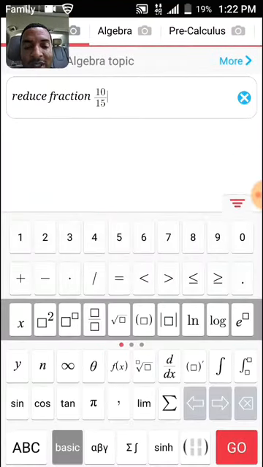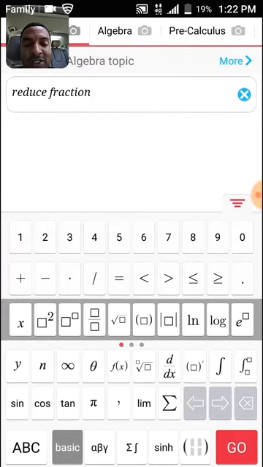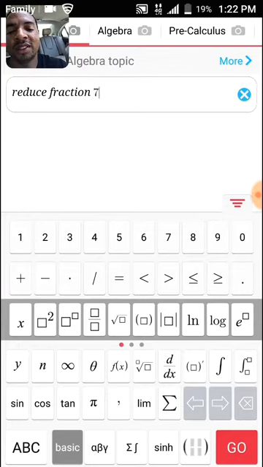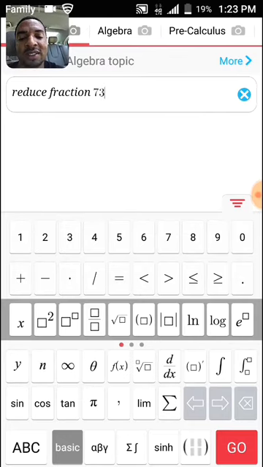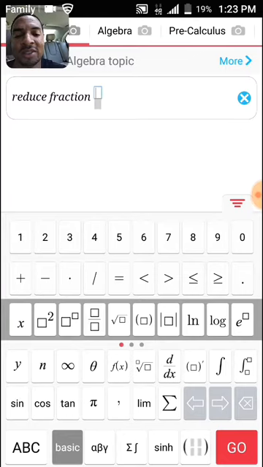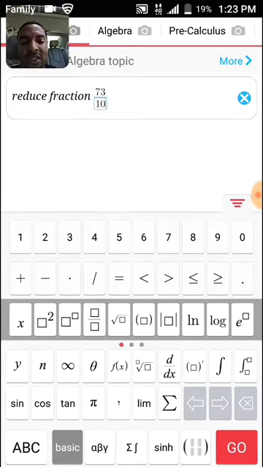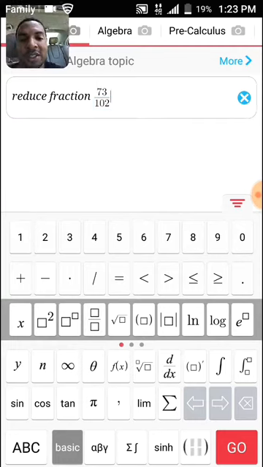So let's say we have a different fraction here. Instead of 10/15, how about something a little more difficult? What if we had 73 in the numerator and 102 in the denominator? Can we reduce this fraction?